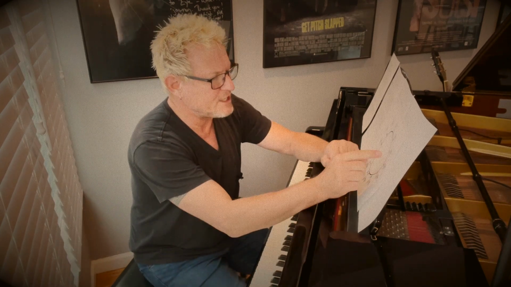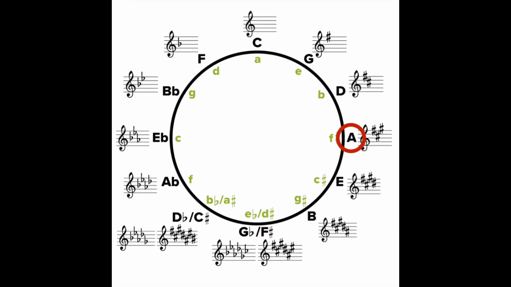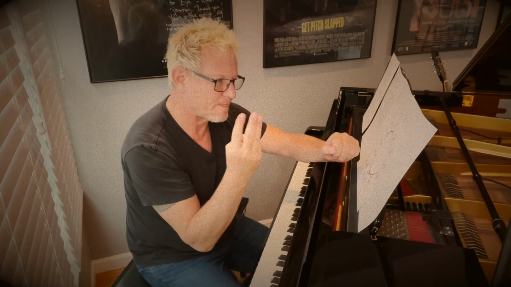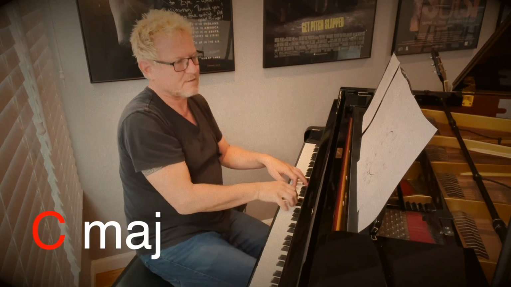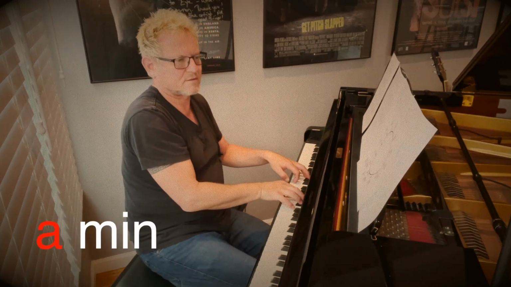And each major chord, A, for example, has its relative minor, which is F sharp. And the relative minor is always 3 semitones lower. So, for example, here's in C. A sound you'll all be familiar with. That's going down in thirds.